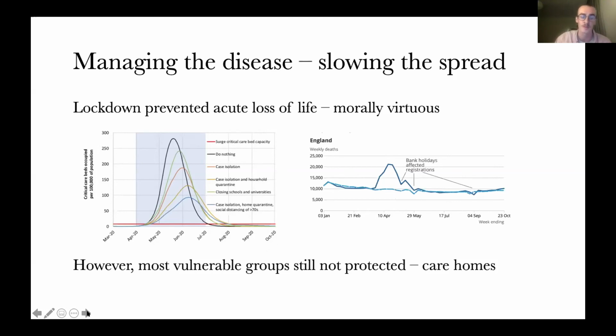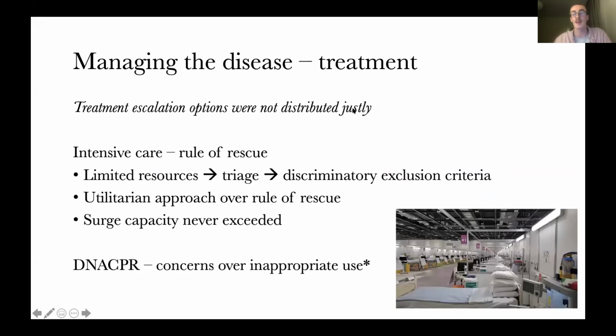I think something to note about this is that some of the most vulnerable groups, even under this policy, were not protected. Even though it wasn't enacted very well, particularly in the circumstance of care homes where there was tragically a huge loss of life, I think that remains to be answered, really. And that's before I get on to talking about treatment.